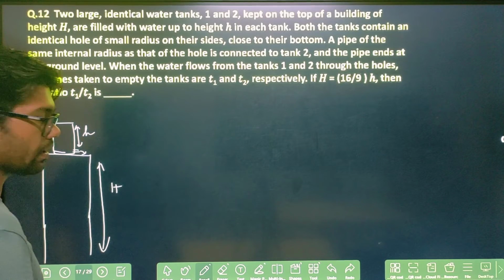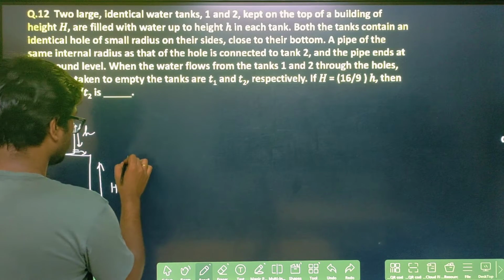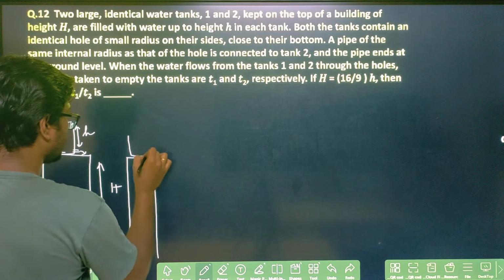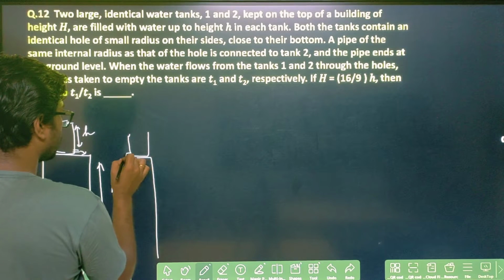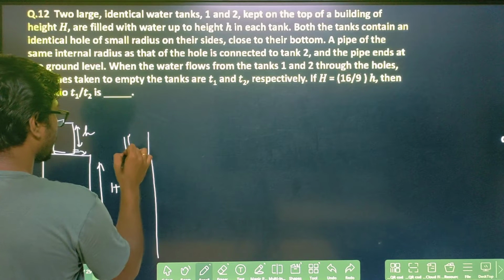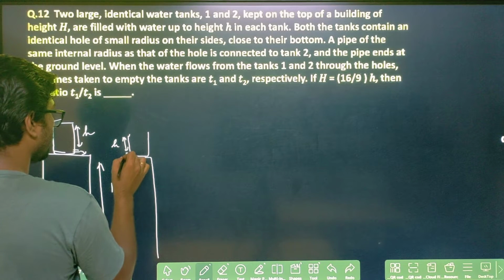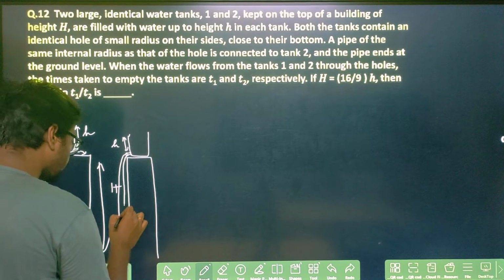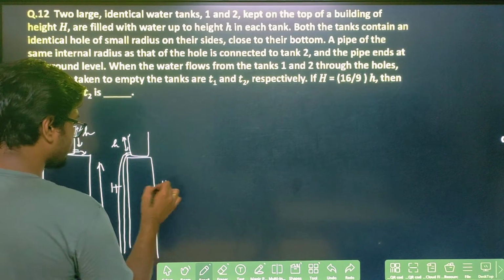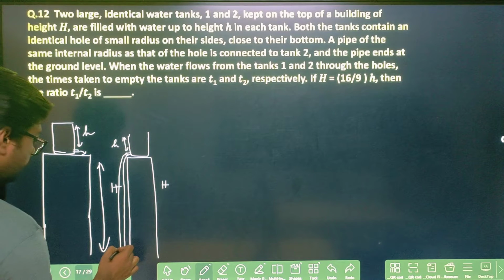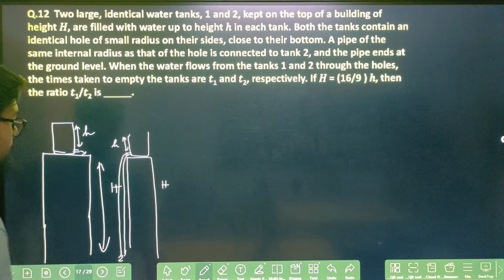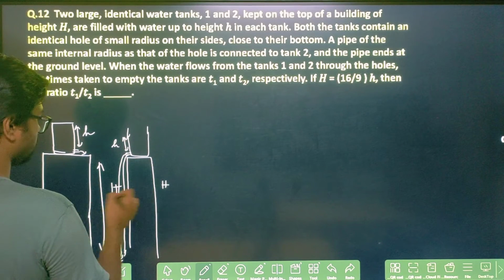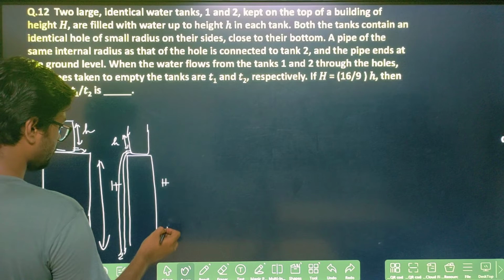Another building, of the same height, I am taking, and on top of it there is another tank, and the water is coming out here, with the same height of water. But now you have connected a pipe down to the ground, which is h height. You connected it like this, then the water is coming out like this. Clear? So it does not look the same for both.